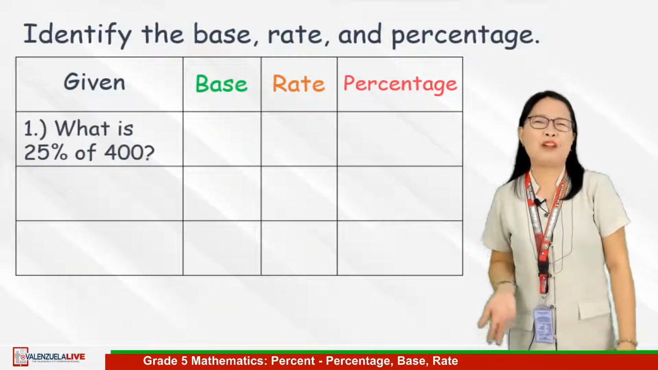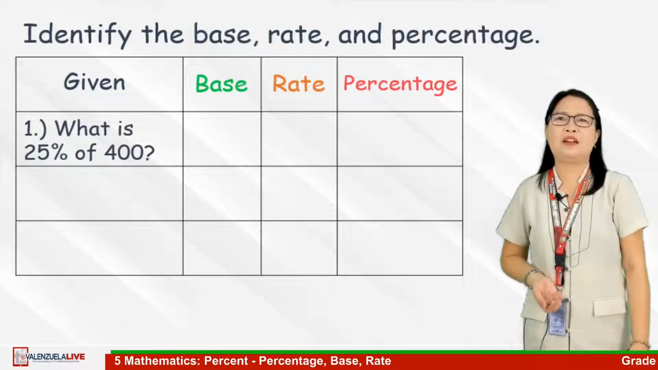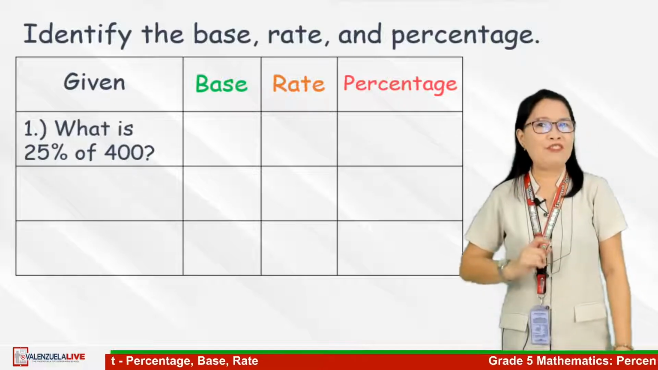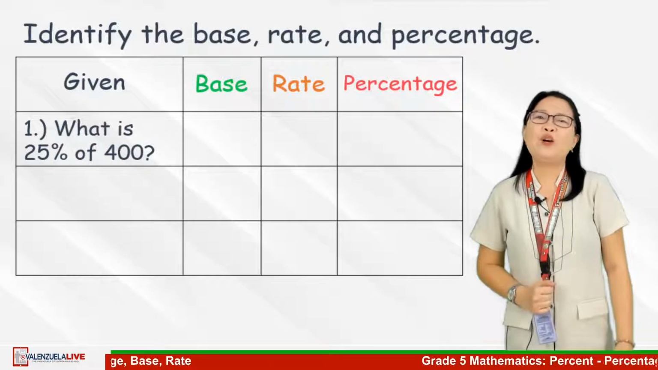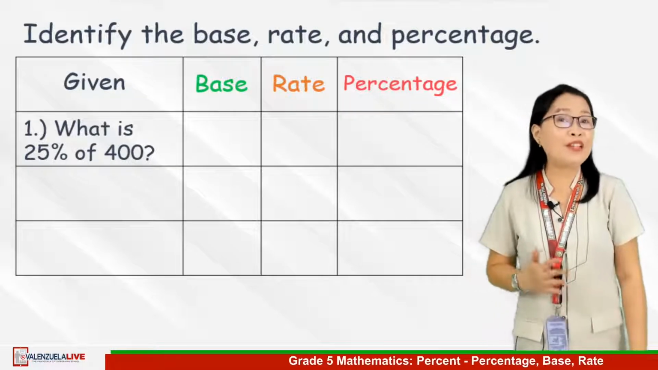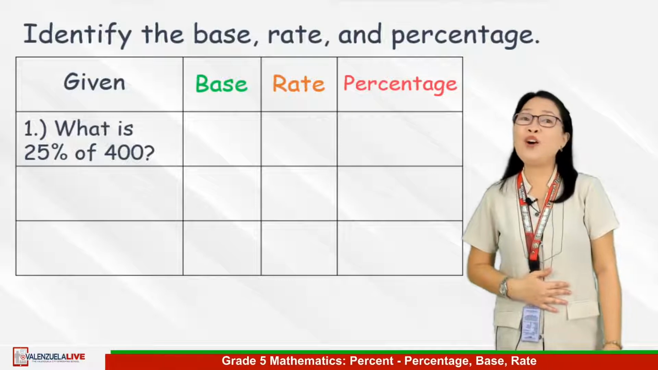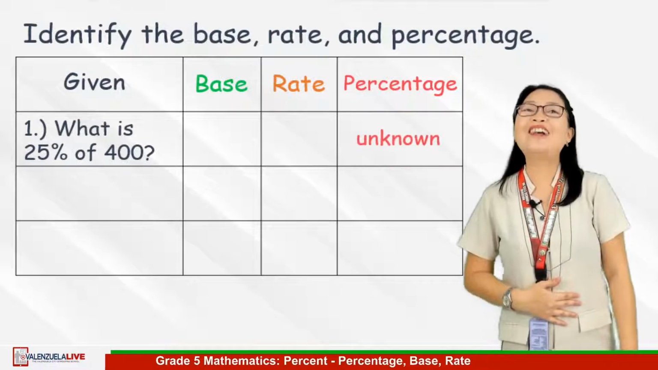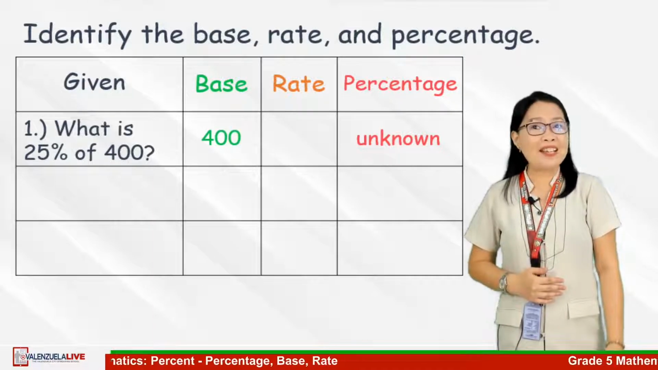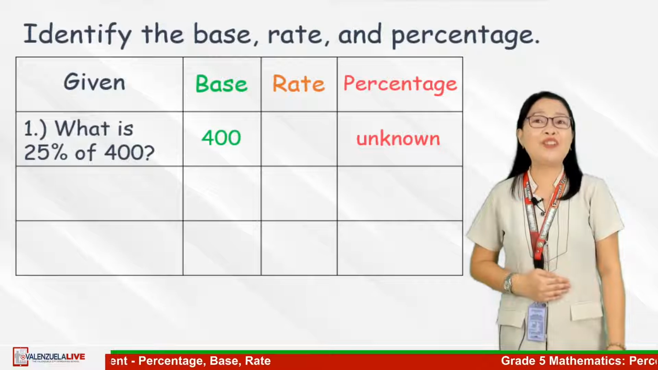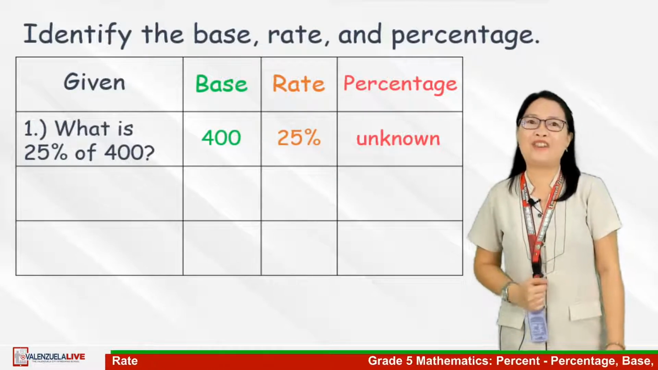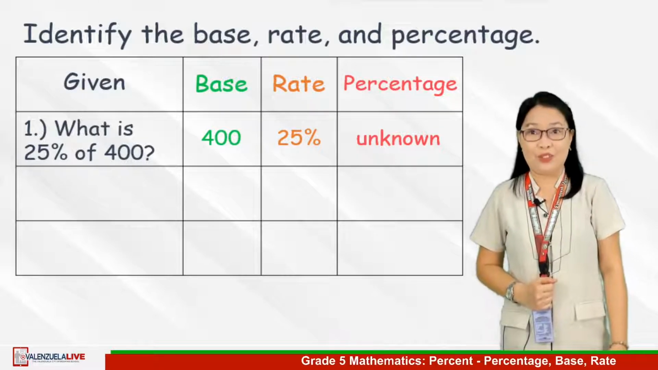Okay, how about what if one term is missing? What is 25% of 400? Which do you think is the unknown here? Is it the base, the rate, or the percentage? The unknown is the percentage. The base here is 400 and the rate is 25%. So here in this given, the percentage is unknown.